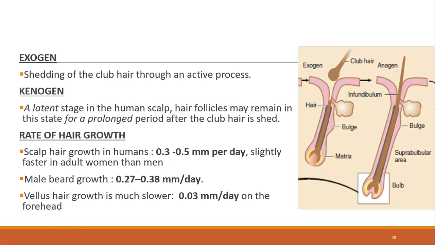Now, a few words about the rate of hair growth. Scalp hair growth is the maximum, and the scalp hair grows at the rate of 0.3 to 0.5 millimeter per day. It is slightly faster in adult women than in men. In the male beard, the rate of growth is 0.27 to 0.38 millimeter daily. While vellus hair growth is much slower, it is 0.03 millimeter daily, especially on the forehead.